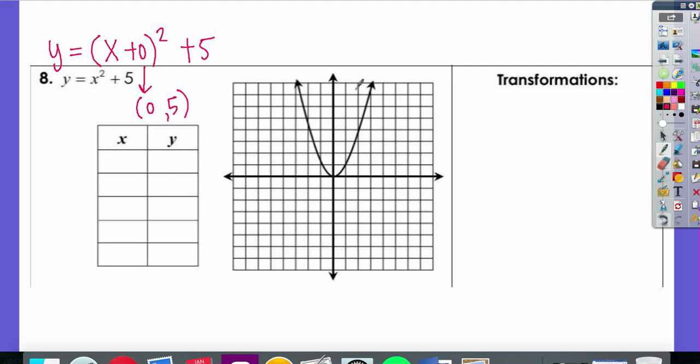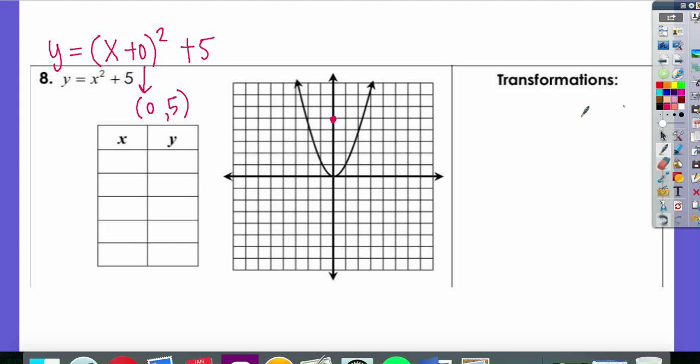So from this parent function, this is not going to shift left or right, but our vertex is going to move up 5. So 1, 2, 3, 4, 5. That's where our new vertex is going to be formed. And this time, instead of picking all the values and doing all that, we're going to try the alternate method of just finding some clean points and shifting those up.